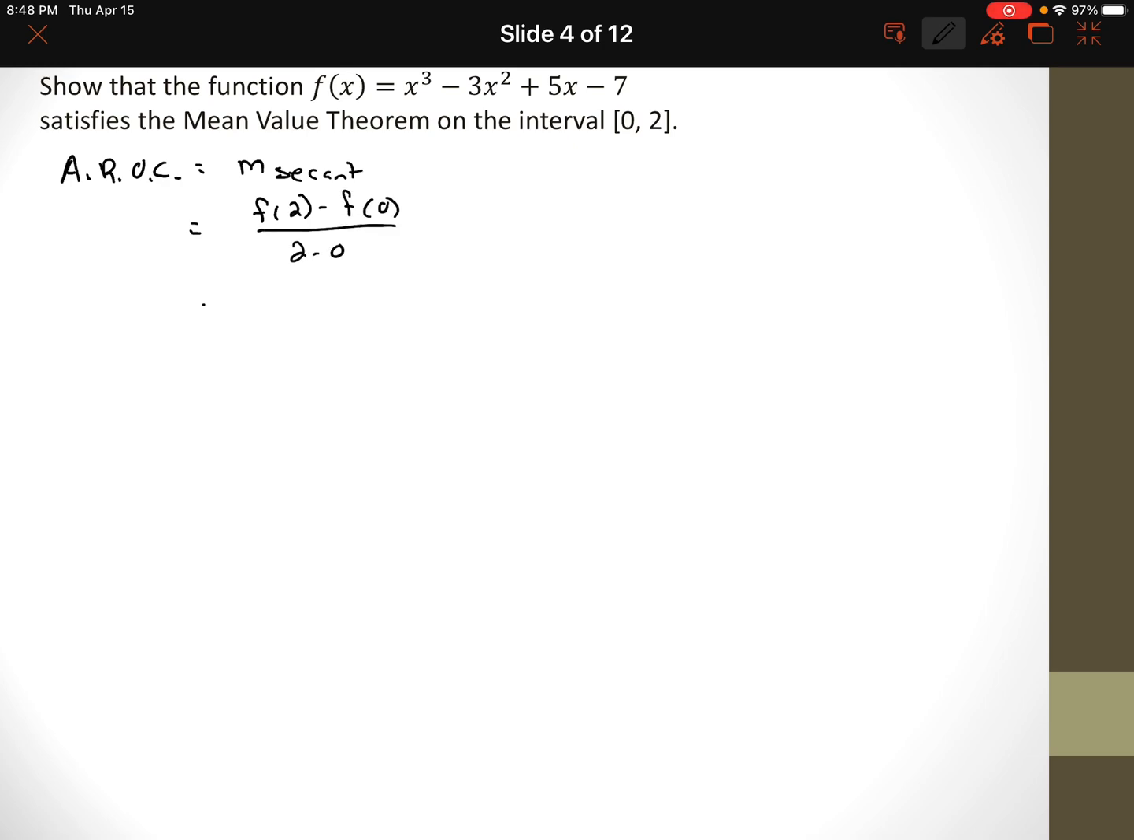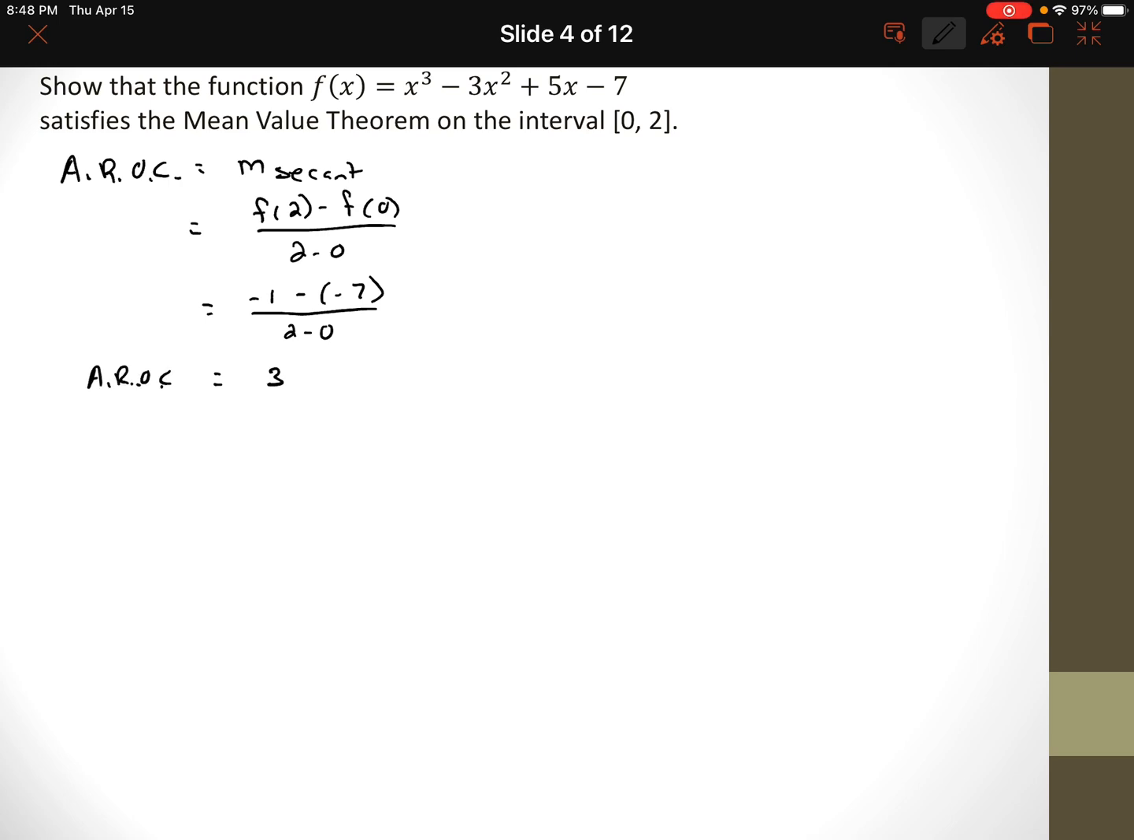And if I put 2 into my calculator into that whole function, what I get is -1. And I put 0 in there, I get -7. Be careful with the negatives there. I've got to subtract a negative. So I get over 2 minus 0. So I get -1 minus -7, which would be 6. Bottom's 2, so I get 3. So that average rate of change over that interval is 3.